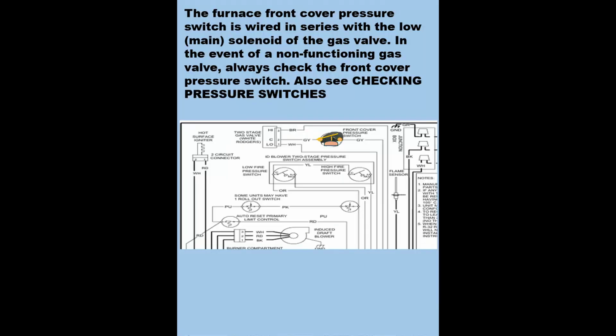The furnace front cover pressure switch is wired in series with the low main solenoid of the gas valve. In the event of a non-functioning gas valve, always check the front cover pressure switch. Also, see checking pressure switches.